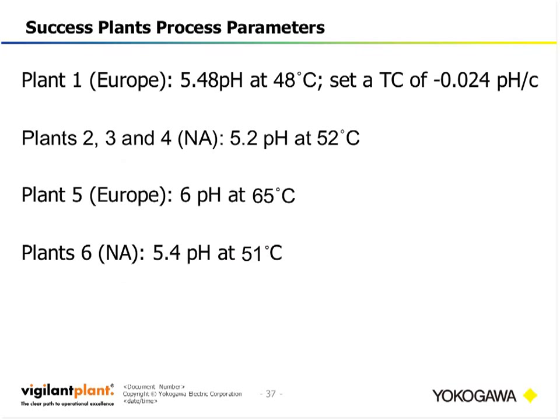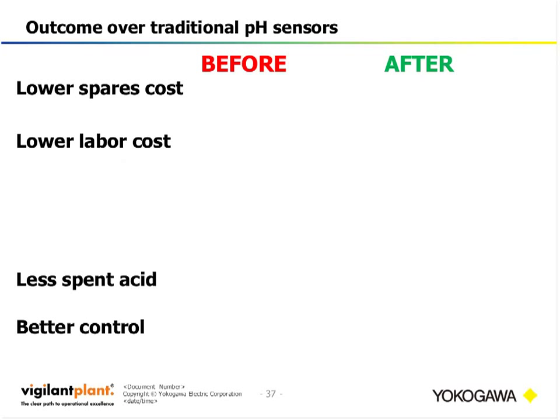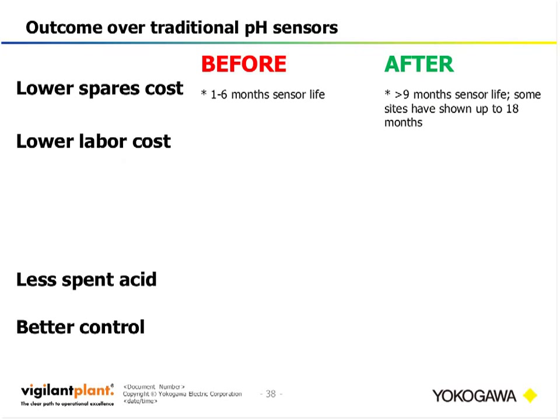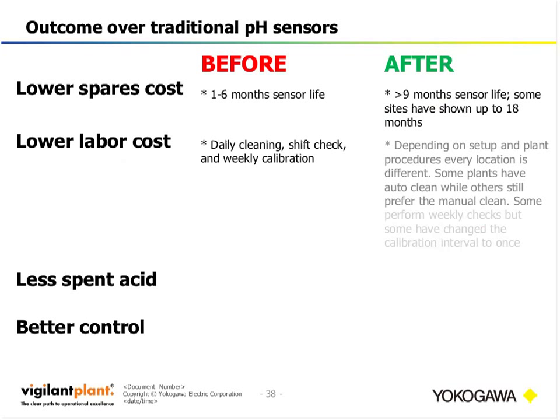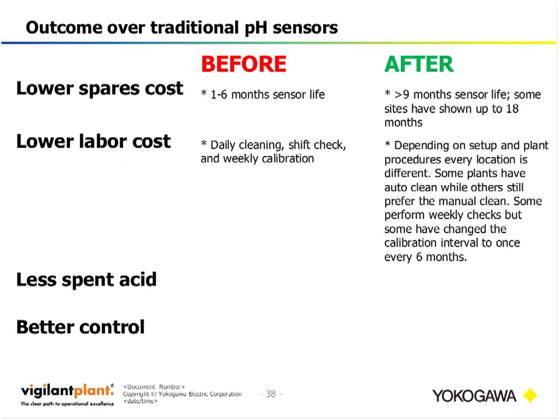Since the SC24V was released in 2010, the U.S. has had 4 site locations that have changed from either existing Yokogawa pH sensors or competitors' products, and currently we have 2 different plants in Europe that are using the SC24V in the same way. Basically, this is a rundown of some before and afters. Competitors' sensors and ours were only getting anywhere from 3 to 6 months of life. Now they're getting anywhere from 9 to 18 months of life with one sensor.